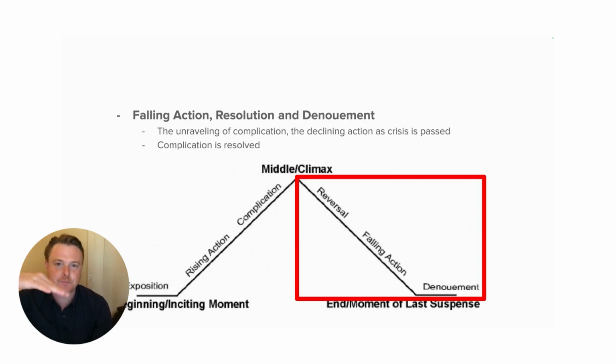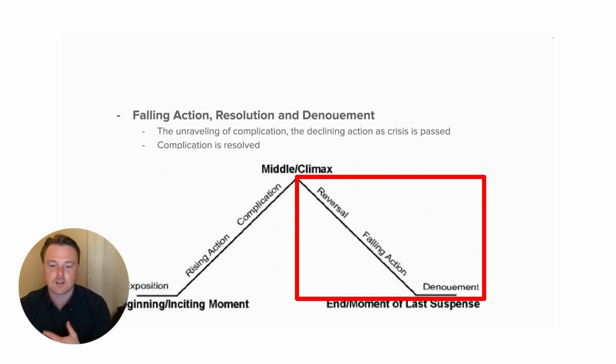Then you have the falling action. After the climax, there's the resolution and the denouement, which is a French word for the unraveling of complication. The declining action of crisis is past. Complication is resolved. So after that, you see the prince come there to the tomb after Romeo and Juliet are dead, along with the friar, the parents of both Romeo and Juliet, and they say, we're not going to war anymore. We're not going to fight anymore.